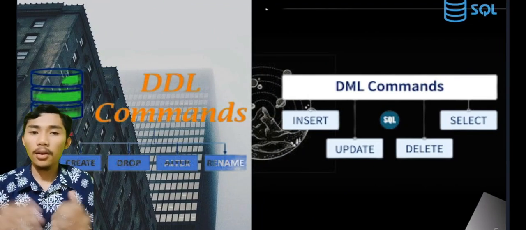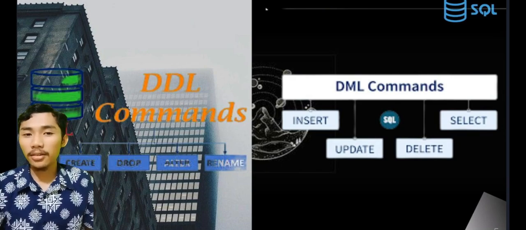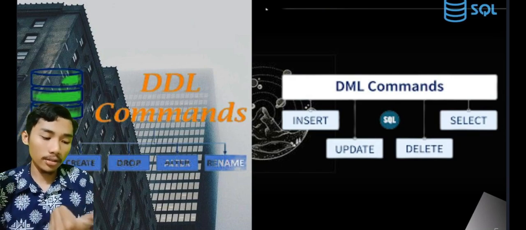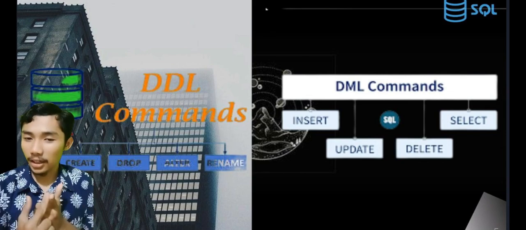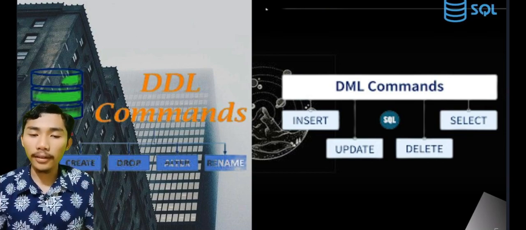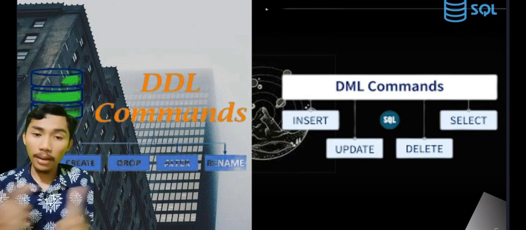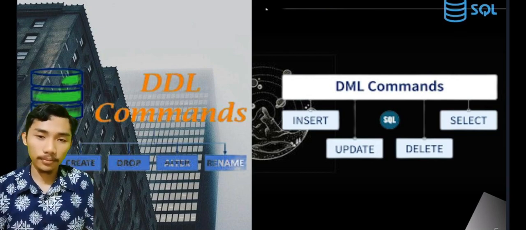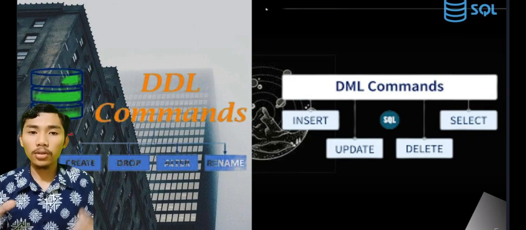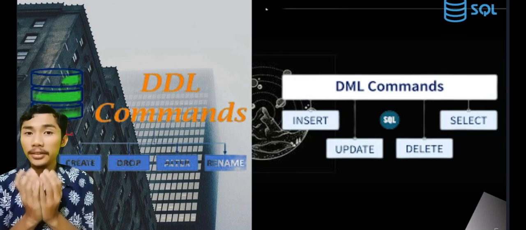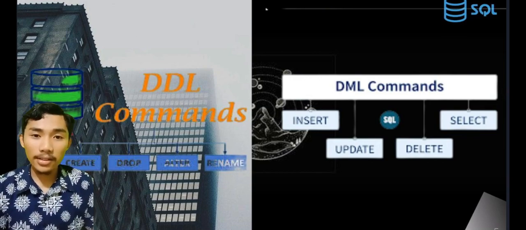DDL deals with defining and managing the structure of the database. It includes commands such as create, alter, and drop, which are used to create, modify, or delete database objects like tables, indexes, fields, and schemas. DDL commands focus on the overall organization and layout of the database. What are create, alter, and drop?